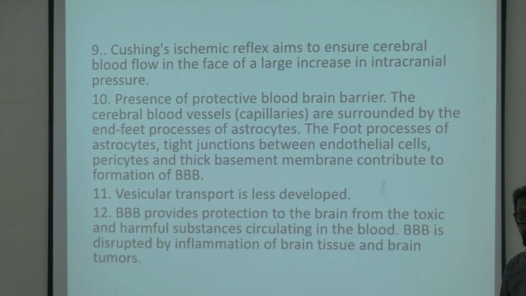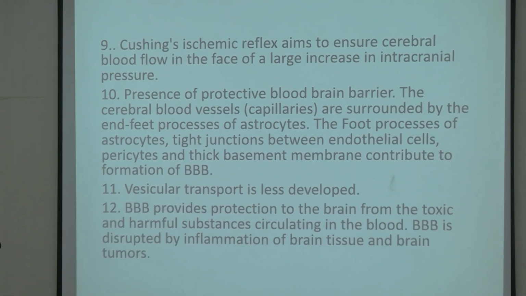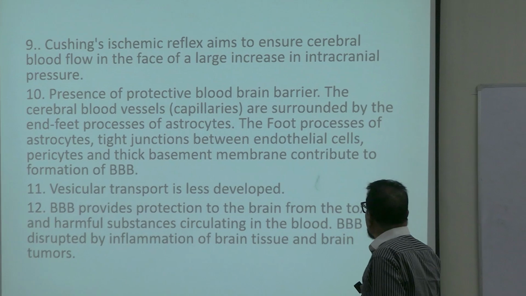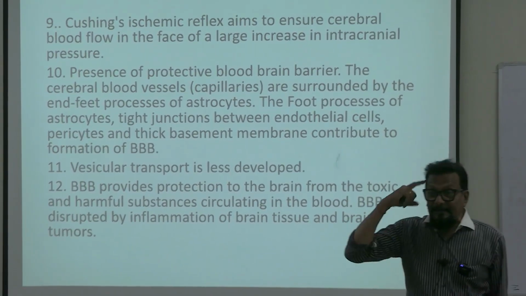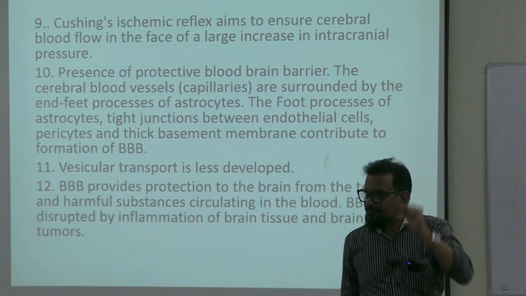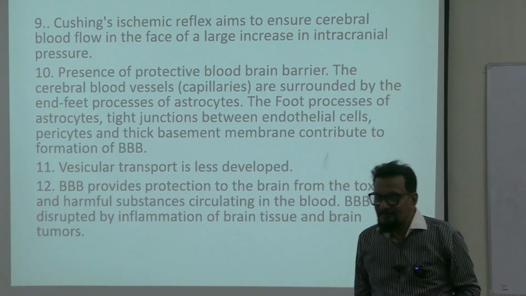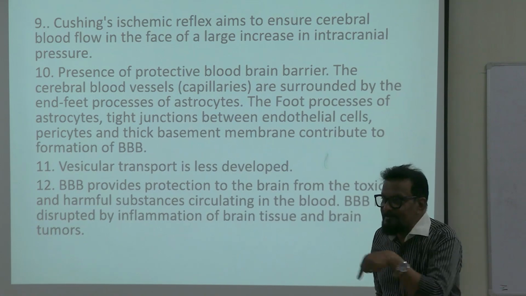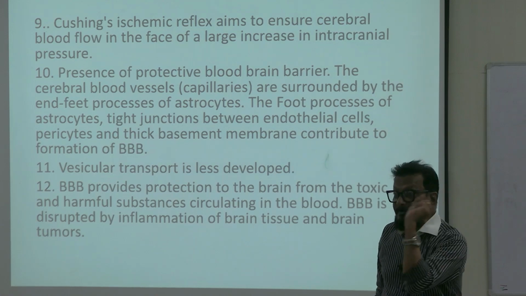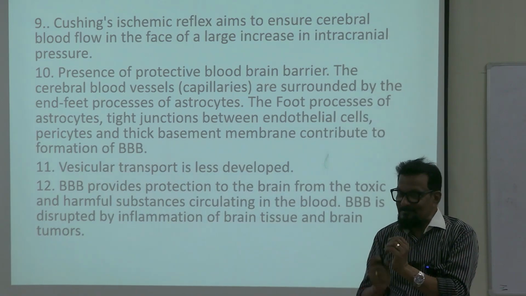Another thing, very important, number 9. Cushing's ischemic reflex aims to ensure cerebral blood flow in the face of a large increase in intracranial pressure. Intracranial pressure: the skull is a box. What is there? 3 things. Brain tissue, one fluid, CSF, cerebrospinal fluid, and blood vessels containing blood.